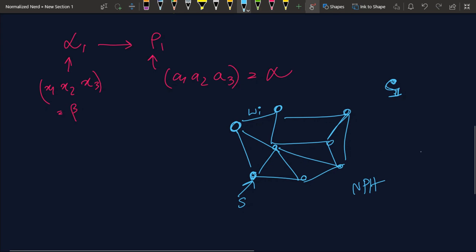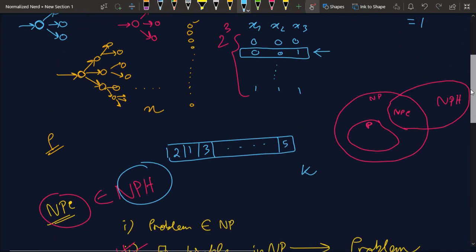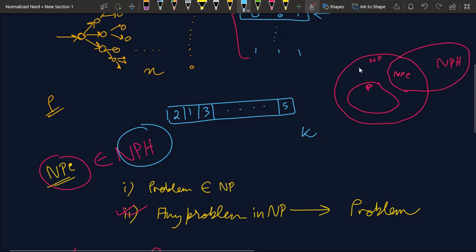So let me just show you the Venn diagram again. So can there be any problem lying here? Well, if we consider that P is not equal to NP, so there must be some problem that lie here, right? That we cannot classify as NP complete or P or NP hard. Well, researchers suspect that isomorphism problem is the kind of problem that may lie here. So what is the problem? Well, the problem goes like that.